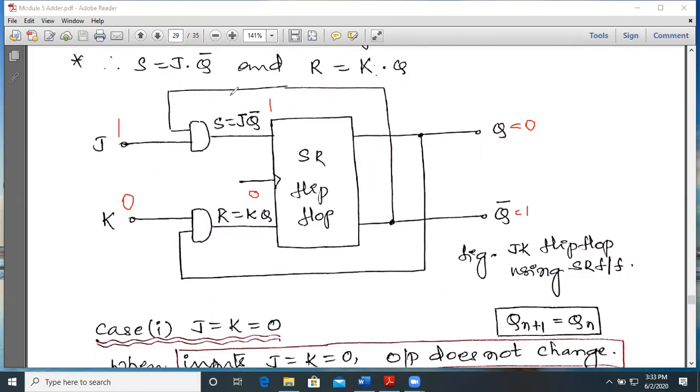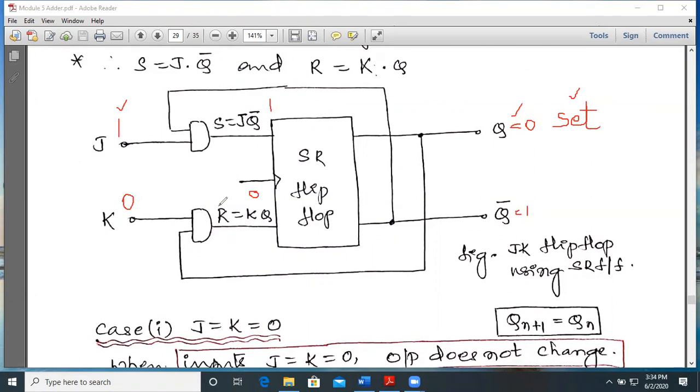So now we have to go back to the SR flip-flop. In the SR flip-flop, if S is equal to 1 and R is equal to 0, what particular state are we going to get? We are going to get the set state over here. That means if J is equal to 1, we are going to get Q equal to 1, which is called the set state.